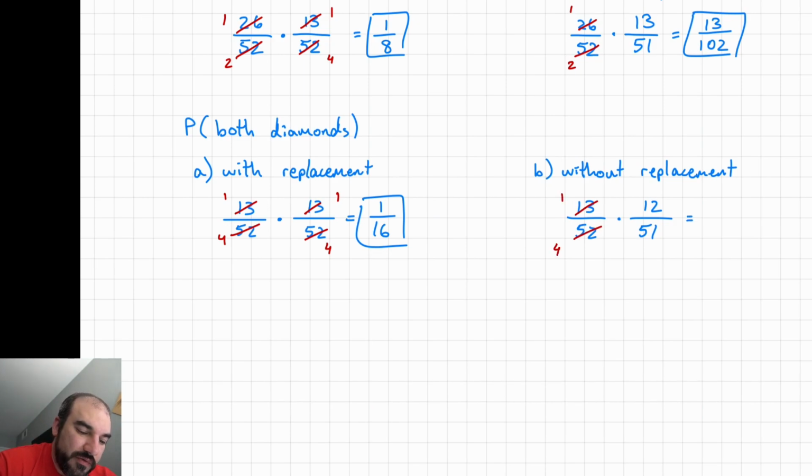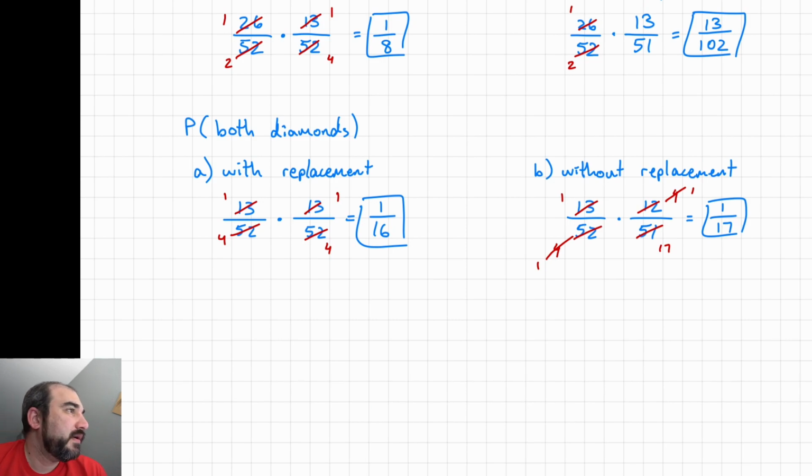So there are 12 left, so this reduces to 1/4. And then this one actually divides by 3, 4 over 17. So we get, and then the 4s we can cancel. So we simplify all the way down to a 1 out of 17 probability of getting 2 diamonds if we don't put the first card back. Any questions on any of that?